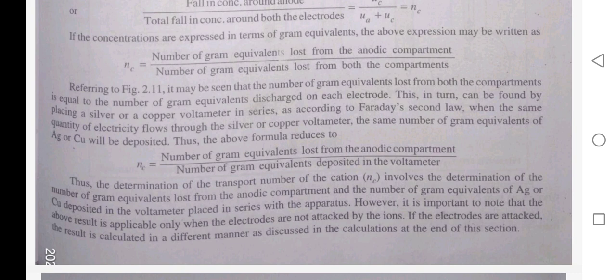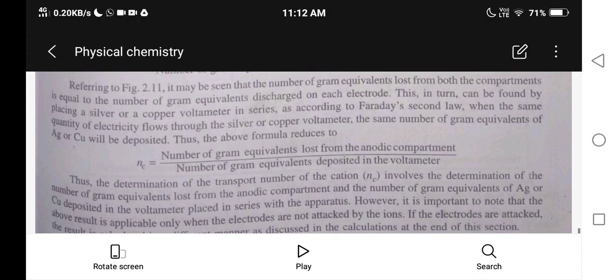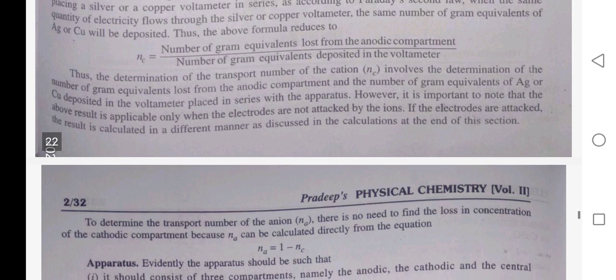This can be found by placing a silver or copper voltameter in series, because according to Faraday's second law, when the same quantity of electricity flows through the silver or copper voltameter, the same number of gram equivalents of Ag or Cu will be deposited. Thus, the above formula reduces to Nc equal to the number of gram equivalents lost from the anodic compartment upon the number of gram equivalents deposited in the voltameter.